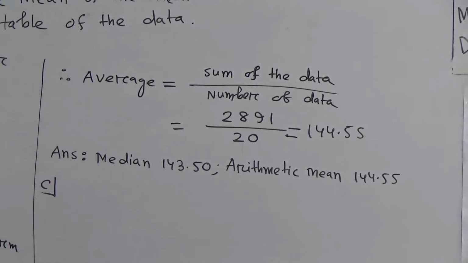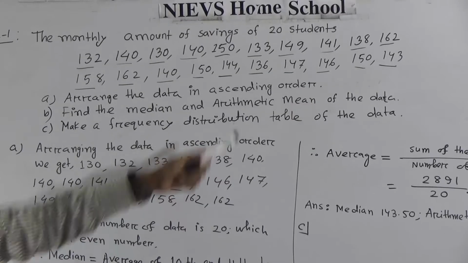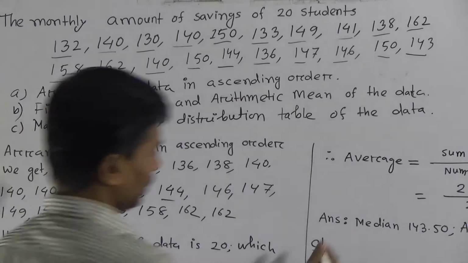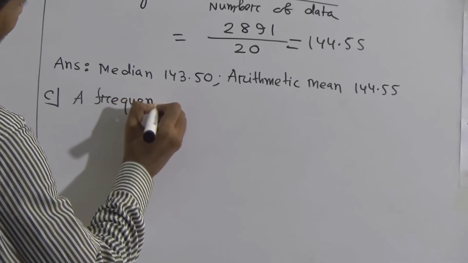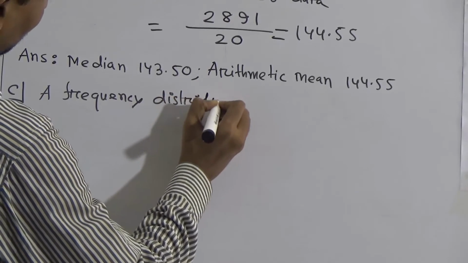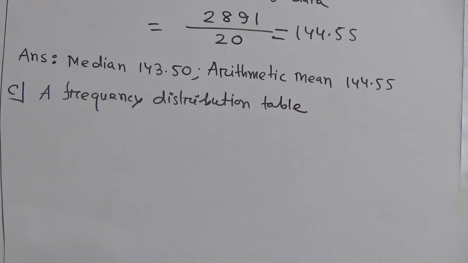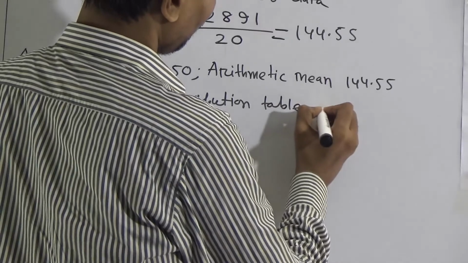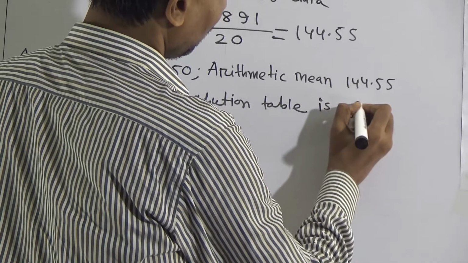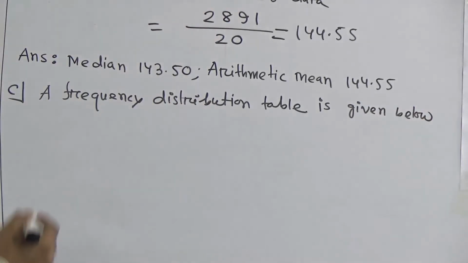Now I will solve question number C. Dear student, it was question number C: make a frequency distribution table of the data. Okay, right? A frequency distribution table is given below.